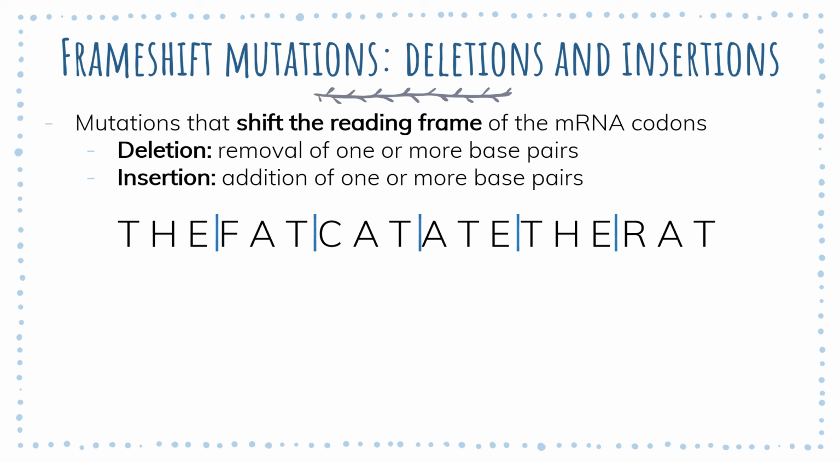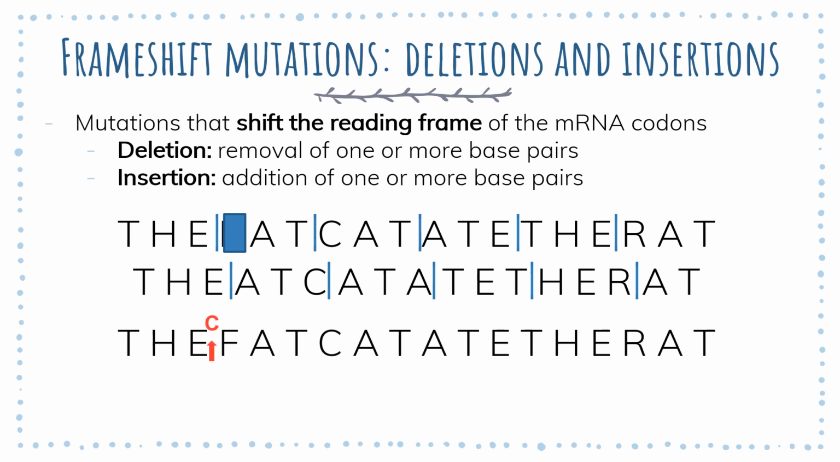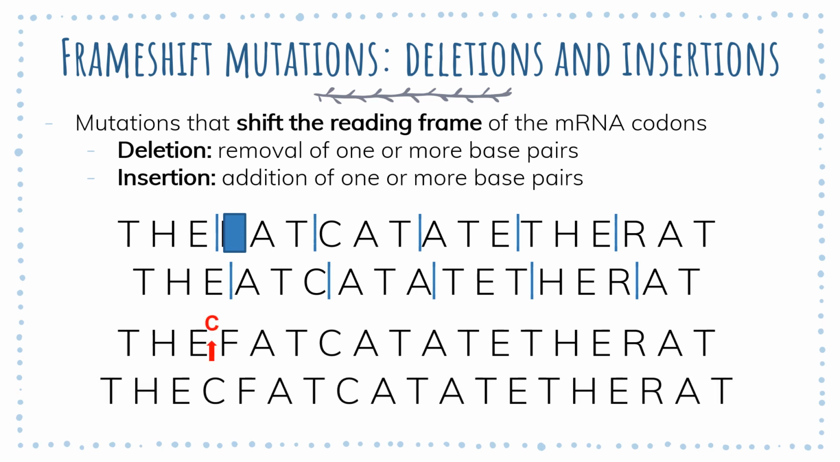Now what if I delete the letter F and ask you to read it in three-word intervals? The at, ata, tet, her, at. Does it make sense? Now, what if instead of deleting a letter, I add the letter C and again ask you to read it in three-word intervals? The kfa, tka, tat, era, ti. Again, doesn't make sense. Note that because the entire reading frame is shifted, you can potentially change the entire amino acid sequence, and with that, the protein product.